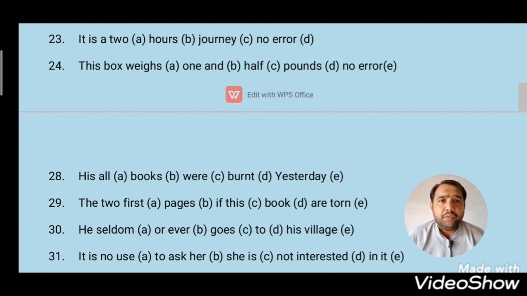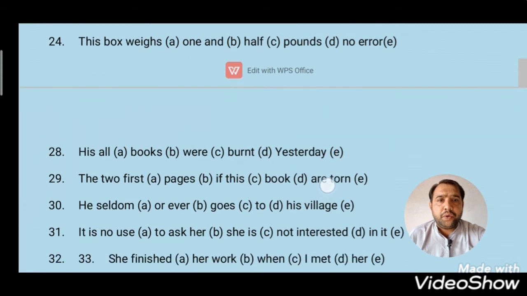So here you will notice that after hour we have a noun, journey. So here we should say it is a 2 hour journey. After a noun journey we have to add a singular form of hour. So we should say it is a 2 hour journey. According to number 24, this box weighs 1.5 pounds. Guys, in such structures, in such examples, we have to add an article before these fractions. So we should say this box weighs a 1.5 pounds.